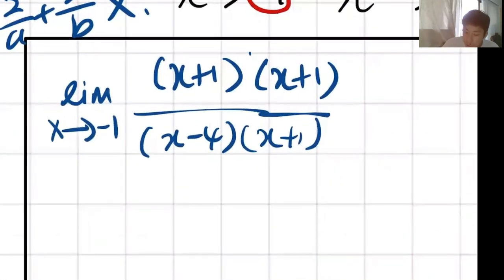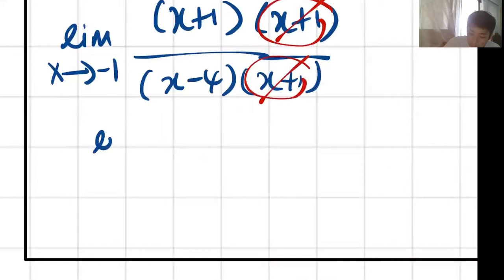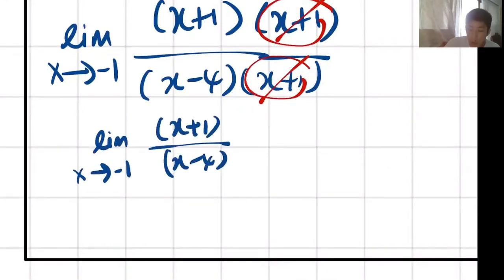Okay, so you can cancel x minus 1 and x plus 1 and x plus 1, which are exactly the same. You can cancel them. So what I do now, I'm left with the limit of x approaching -1 of x plus 1 divided by x minus 4. Now can you cancel or not? Cannot now. Why? Because now there's no multiplication. The thing you are canceling must be separated by multiplication or division. For example, you want to cancel x and x.